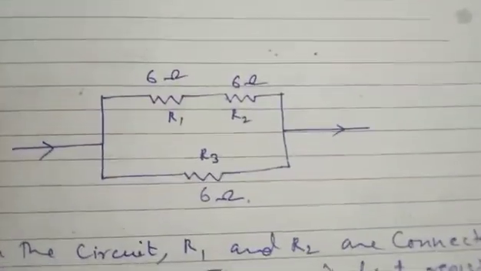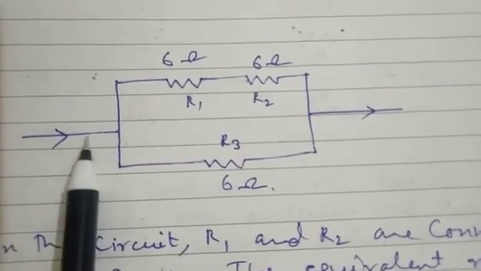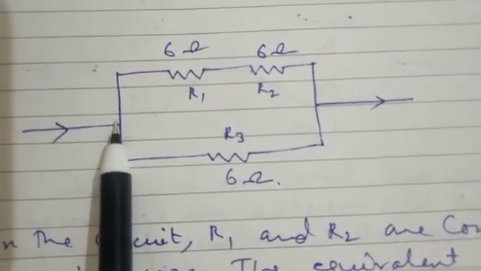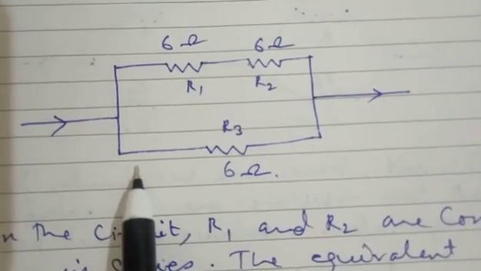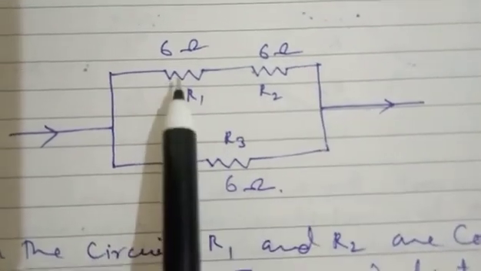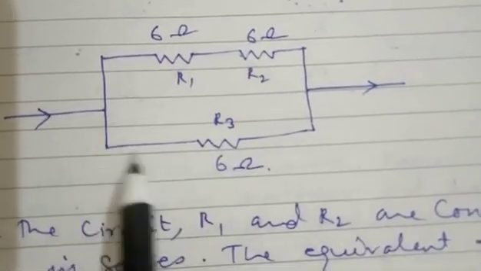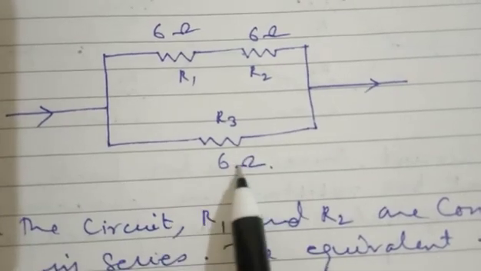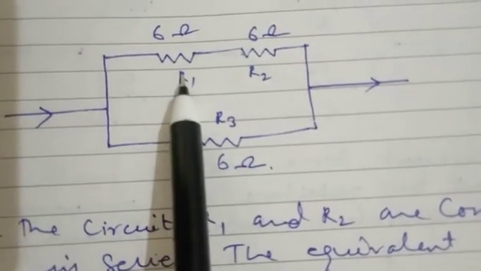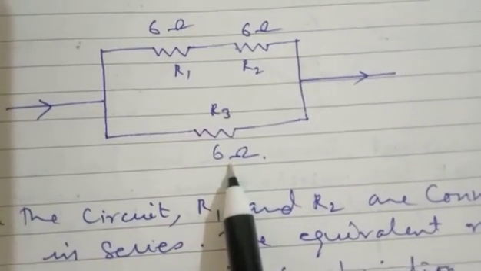Now let me take one more example here. We have a diagram here. The current is coming here. After coming here, it is divided into two branches. This is the top branch, which contains two resistors of 6 ohm each, and at the bottom we've got another 6 ohm. So R1 is 6 ohm, R2 is 6 ohm, and R3 is also 6 ohm.